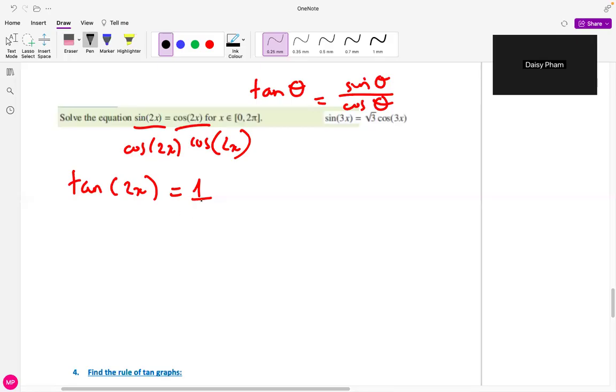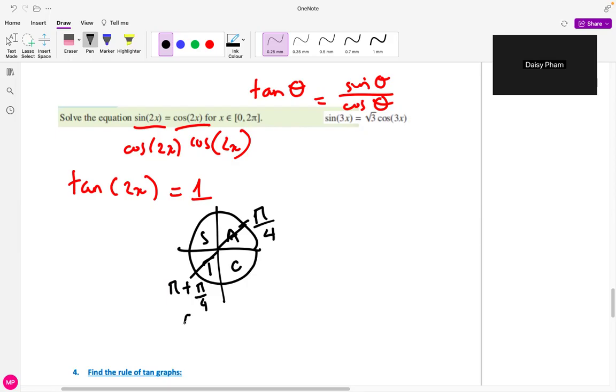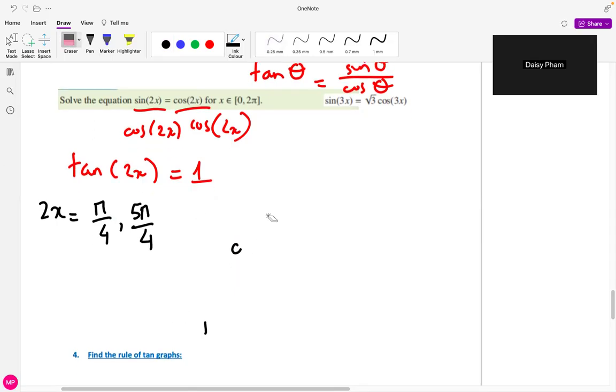So the reference angle that has tan equal 1 is 45 degrees, right? So we have pi over 4 in quadrant 1. And because we want tan positive, so ASTC, we want quadrant 1 and quadrant 3. So pi plus pi over 4 here gives you 5 pi over 4. So we have 2x equal pi over 4 or 5 pi over 4. And then you go solve for x from here. So you have x equal pi over 8 or 5 pi over 8.